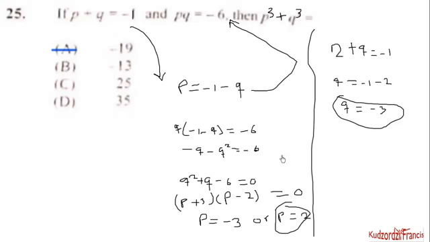So let's use this over here. So we have 2 cubed plus q cubed, which is -3 cubed. And that will give us 8 minus 27, which will be equal to -19. So the answer here is correct, -19.